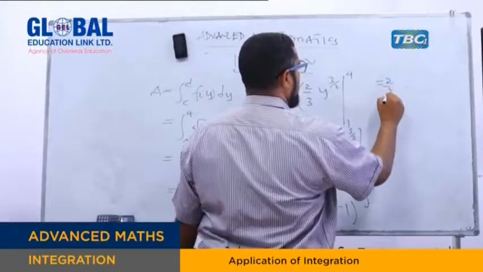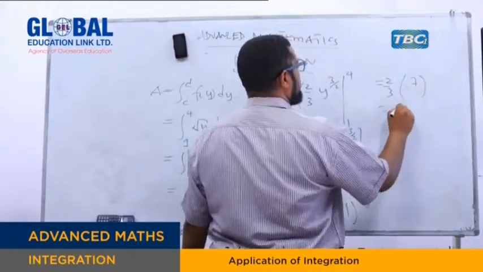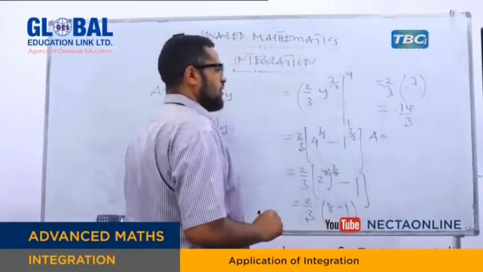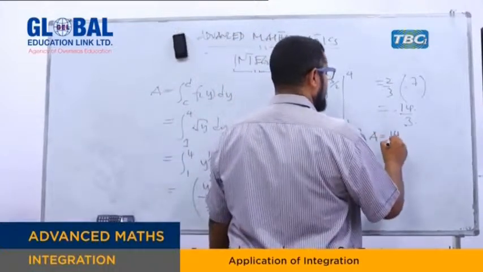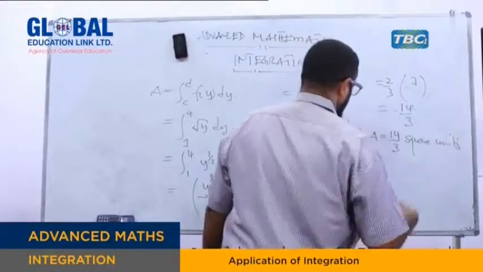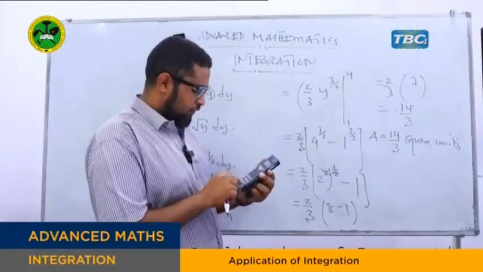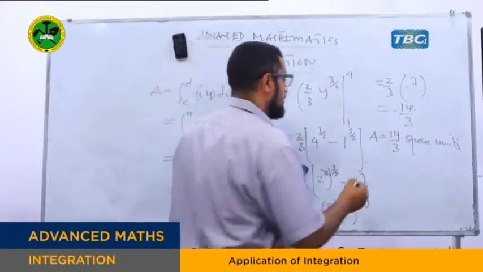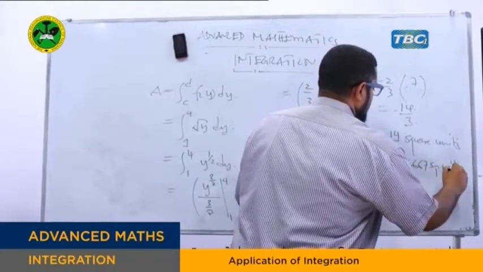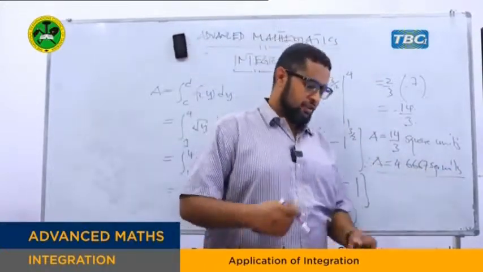Lastly, this will be equal to 2 over 3. So 8 minus 1 is just 7, over 1, which is the same as writing 14 over 3. So the area of such a curve will be equal to 14 over 3 square units. Or you can decide to leave the answer in decimal, as 14 divided by 3. So the answer is 4.666 square units. Do not forget to write the units as square units.